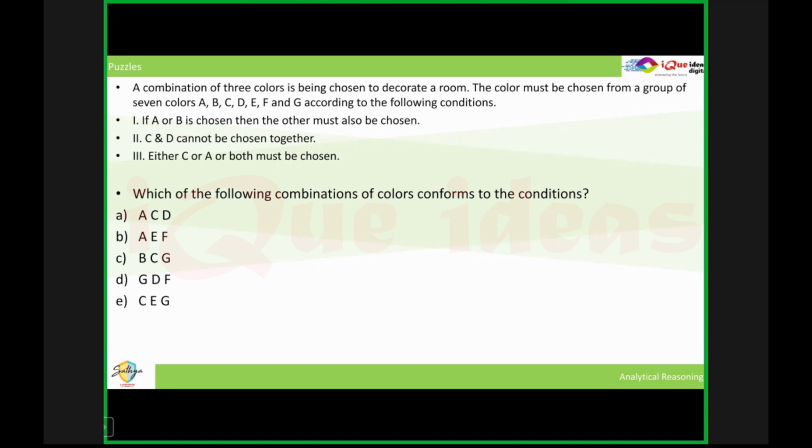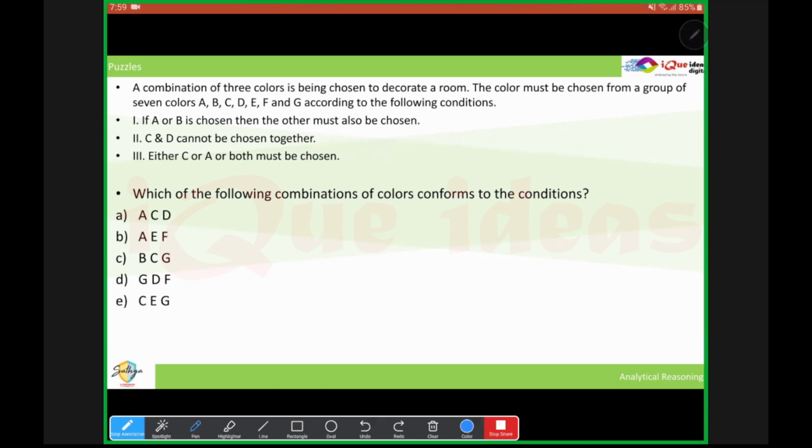The first rule says that if A and B are chosen, then the other must also be chosen, which means if you select A, you have to select B. If you select B, you have to select A as well. That means A and B will always be together.